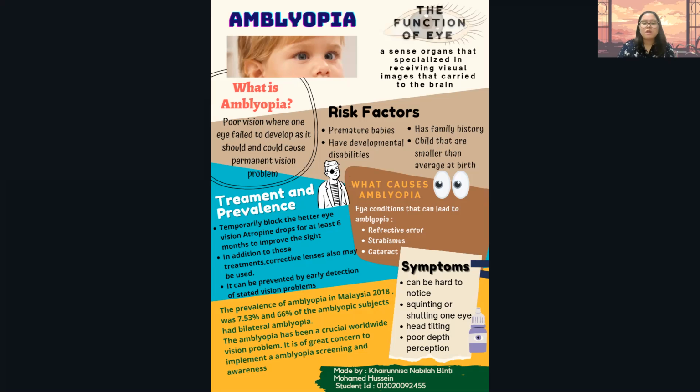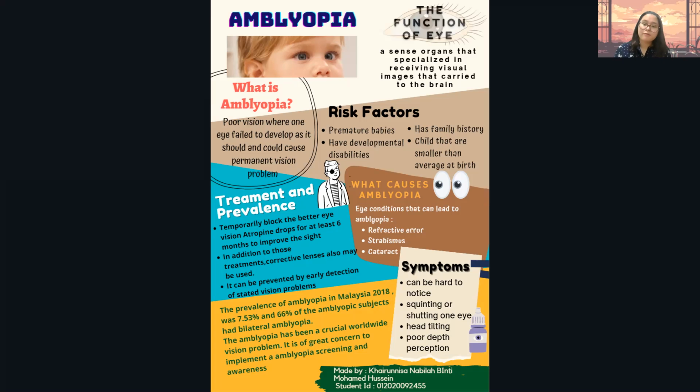The symptoms can be hard to notice, but the child might be squinting or shutting one eye, head tilting to focus on an object, and poor depth perception. Poor depth perception means they cannot estimate the distance or the depth of the object.